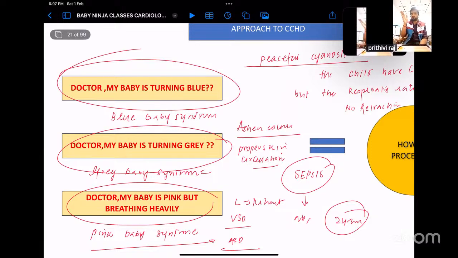So we divided this approach to congenital heart disease in a neonate as blue baby syndrome, gray baby syndrome, and pink baby syndrome. So accordingly, we can decide what could be the possible etiology, differential diagnosis, and how to manage. So it is a simple way to approach any baby with a congenital heart disease. It could be any congenital heart disease, cyanotic or acyanotic.